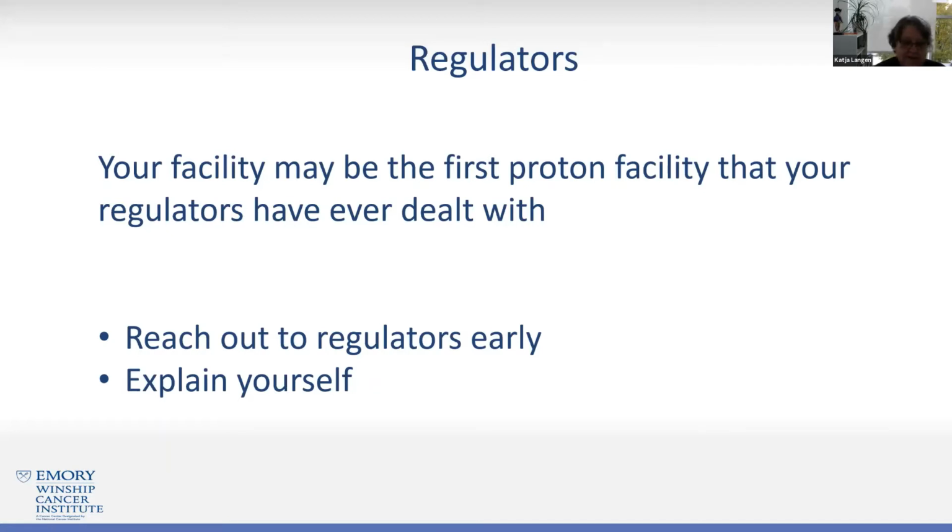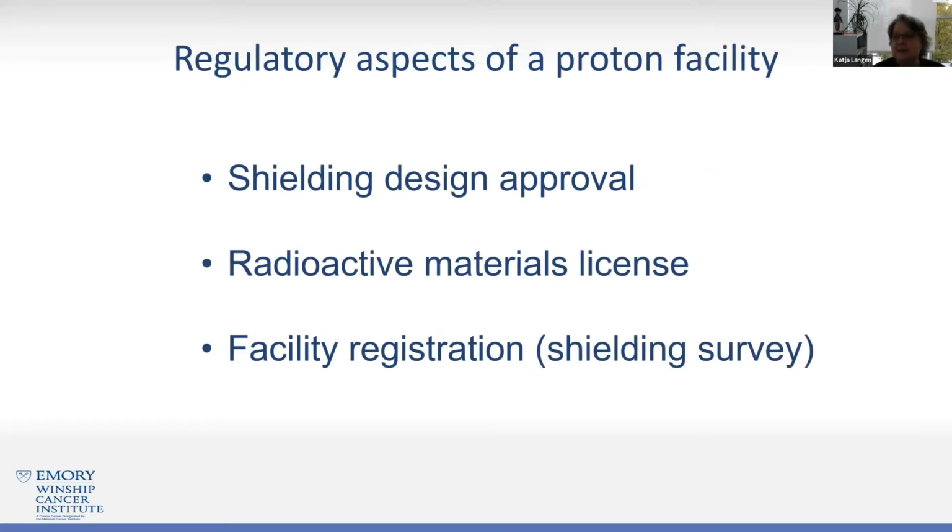The sooner you can establish a relationship of mutual trust with your regulators, the better it is, because some of the aspects are not obvious and they need to be discussed with the regulators, and you need to come to some sort of agreement how to handle these. So there are typically 3 steps. The first step is often the submission of a shielding design for approval.